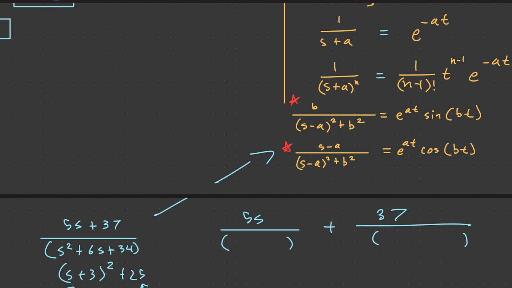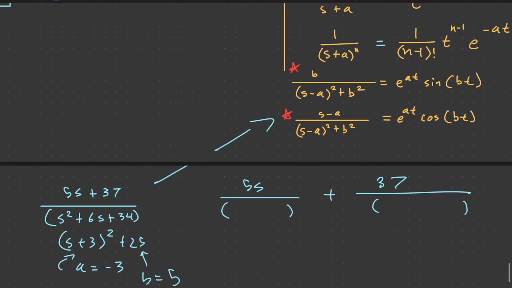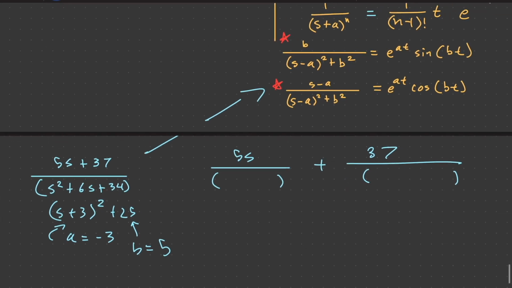And the form b. So we want b to look like 5. So this one would probably be b. So how do we make 37 look like 5? Well, that means that we'd have to multiply by 5 37ths, right? 37 with that. Let me check my work.